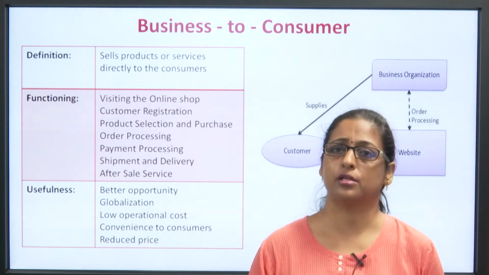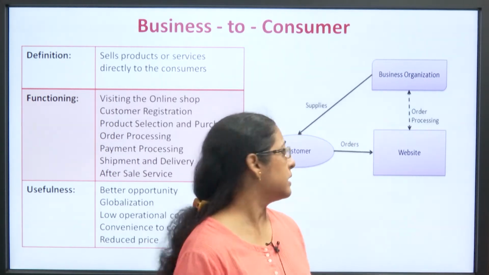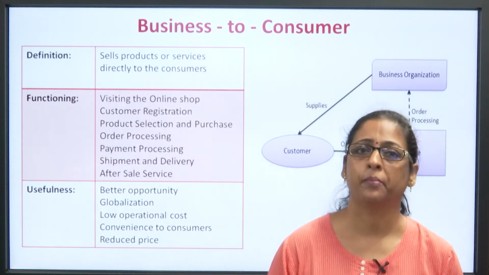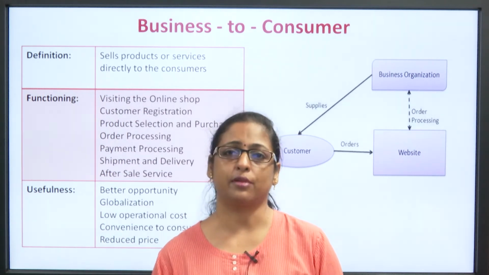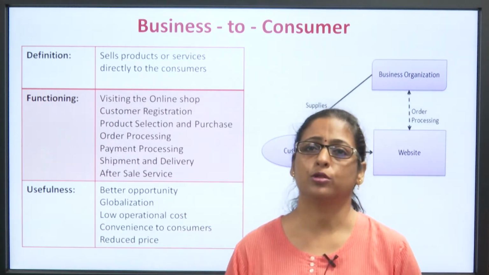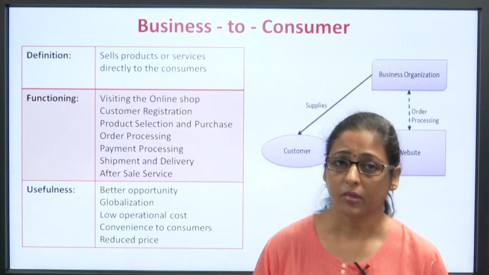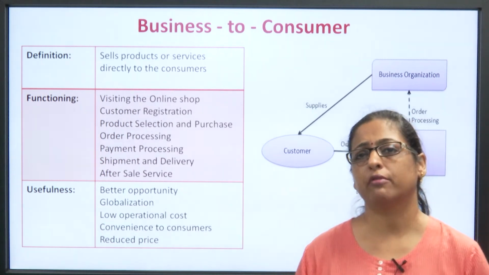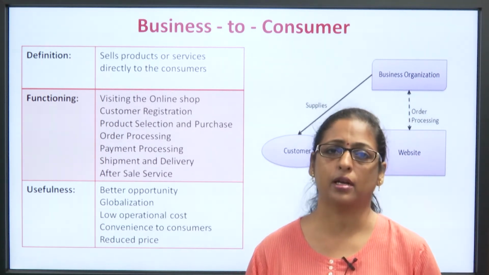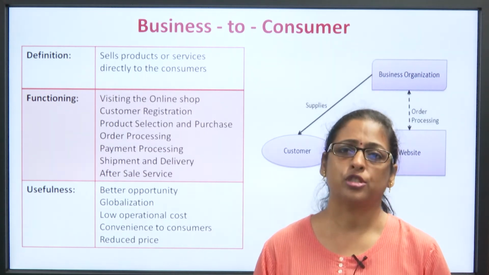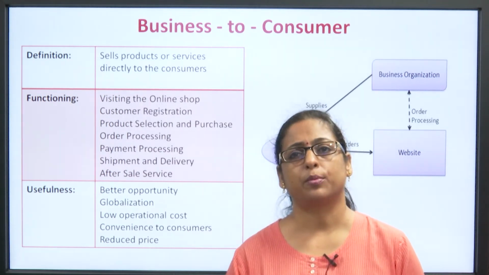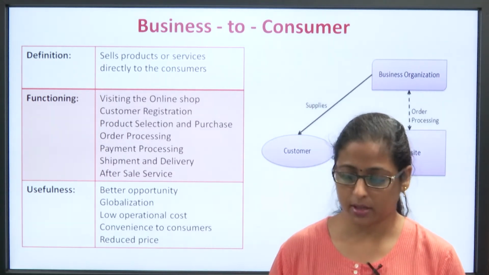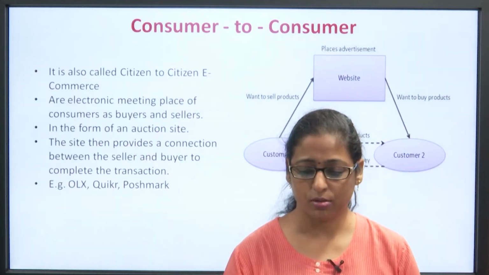The shipment and the delivery is all fast, and as a customer I will have a direct contact with the business organization. So, there will be a complete transparency, and the cost at which I would be able to get the product will also be much lesser, and I will have more opportunity to compare it with the products across the industry, and even I can have the products which are not available in my city. I can have the product from any other part of the world also. So, these are the various usefulness, the benefits of the B2C model.